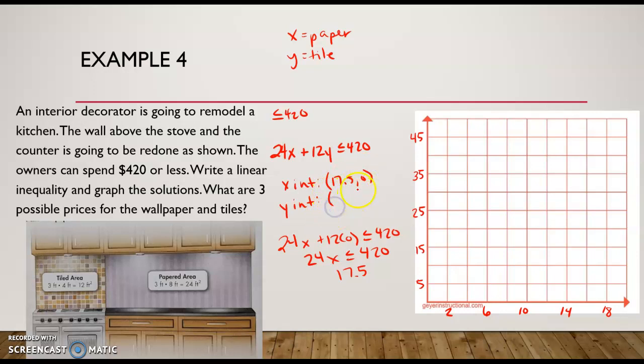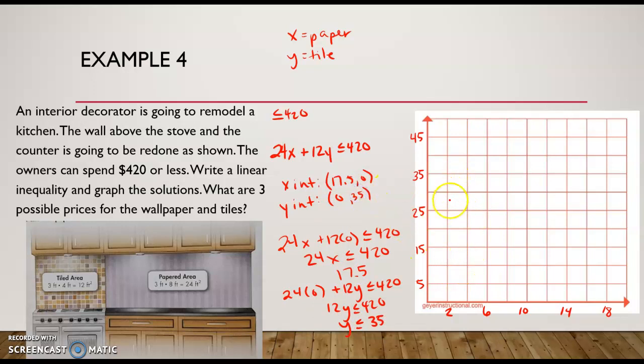And then I'm going to go to my y-intercept. And my y-intercept is when x is 0. So I'm going to take 24 times 0 plus 12y is less than or equal to 420. That's going to be 12y is less than or equal to 420. So then y is less than or equal to 420 divided by 12, which is 35. From here, I'm going to graph that. So this would be 0, 35.